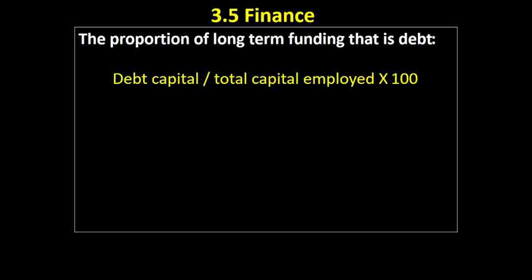So, how do we work out the proportion of long-term funding that is debt? Well, there's a formula here for you. Debt capital divided by total capital employed times 100. So let's break that down for a second. Debt capital is the amount of money that's been borrowed. The total capital employed is the total amount of money that's been invested to get the business off the ground, and we multiply that by 100 to work out what proportion of the total money used to get the business off the ground is from debt.